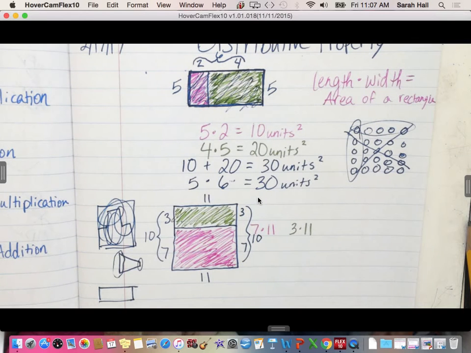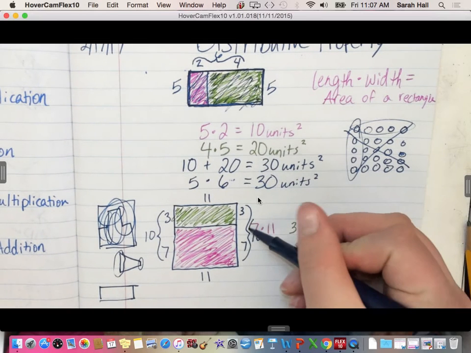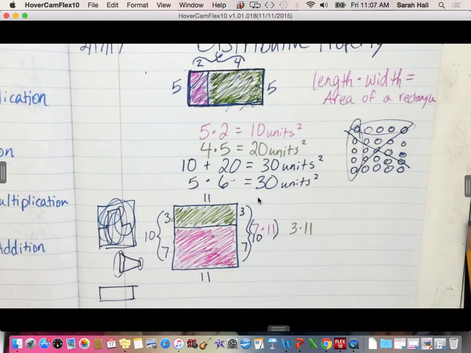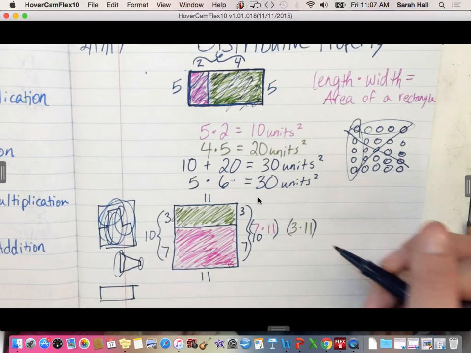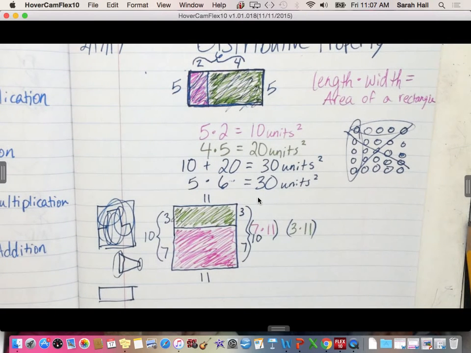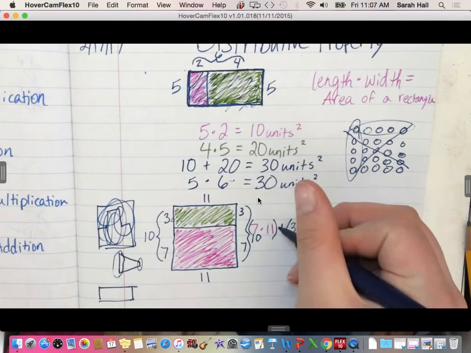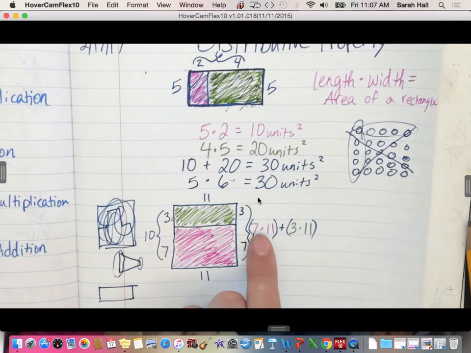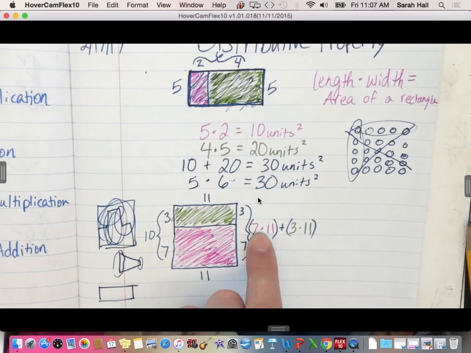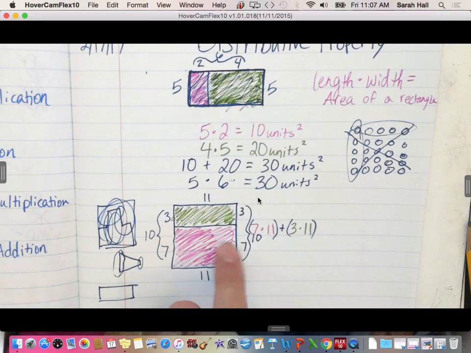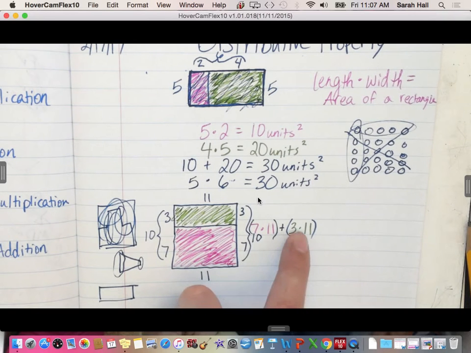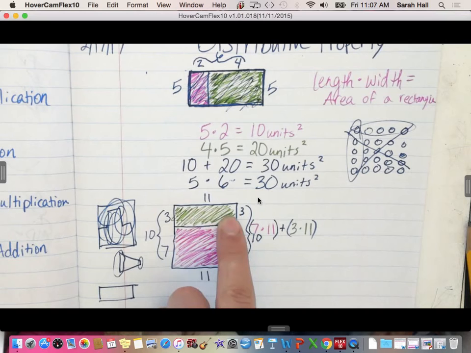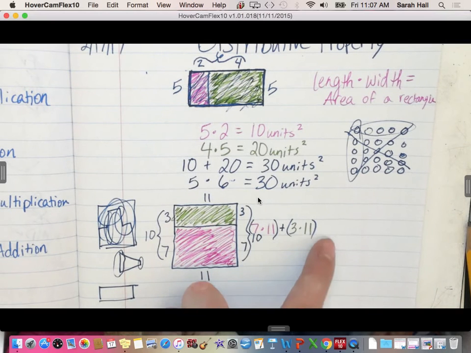Watch how I write this. If I take 7 times 11, and I take 3 times 11, and I take those answers, and I add them. Do it again. If I take 7 times 11, which was how you told me to solve the area here, and I take 3 times 11, the area here, and I add them together, that's going to tell me the total area.